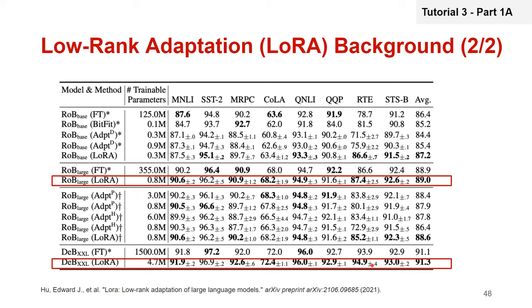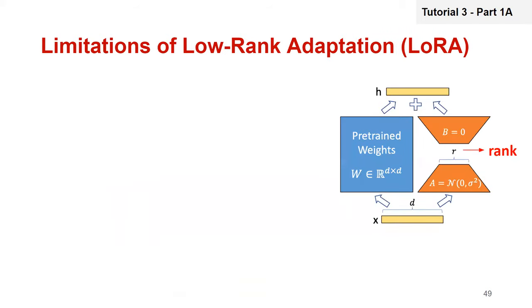That means the tunable parameter count is extremely low compared to the residual adapter, which is this one right here. It's not as low as the bias only tuning, where we only tune the bias, but it's still just a few, right? Less than 0.2% of the parameters. But there are some limitations of LoRA. I'm going to talk about them specifically in this section.